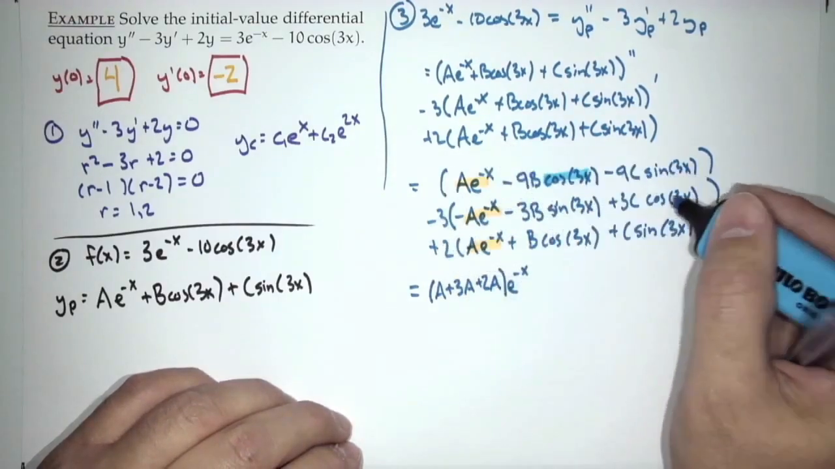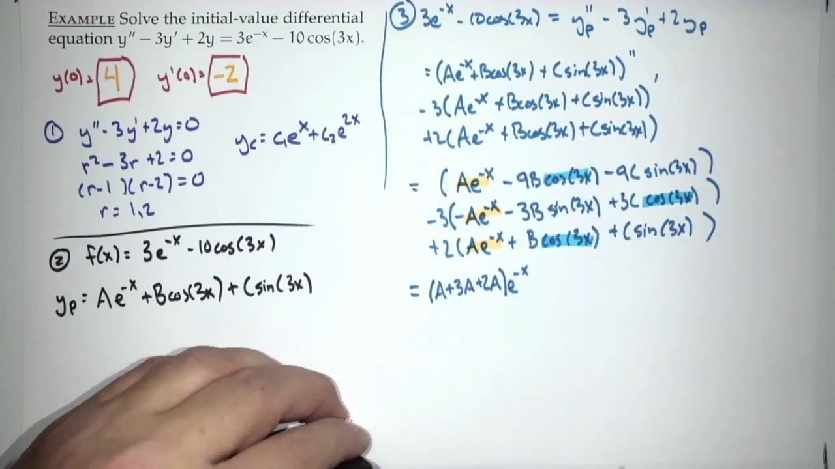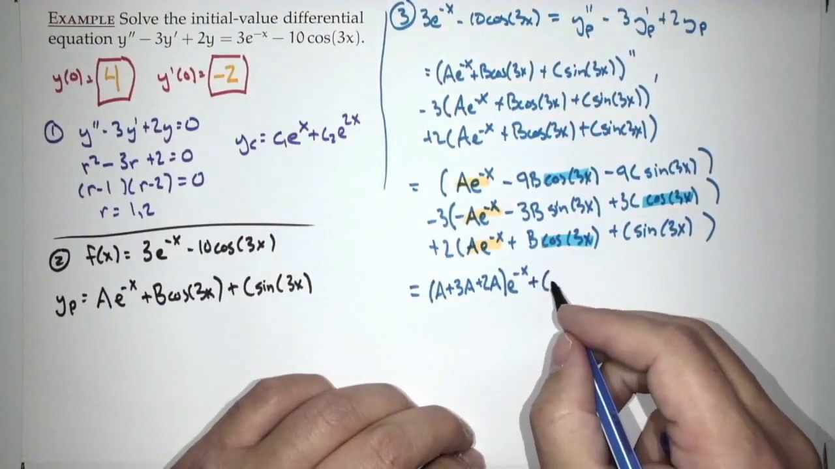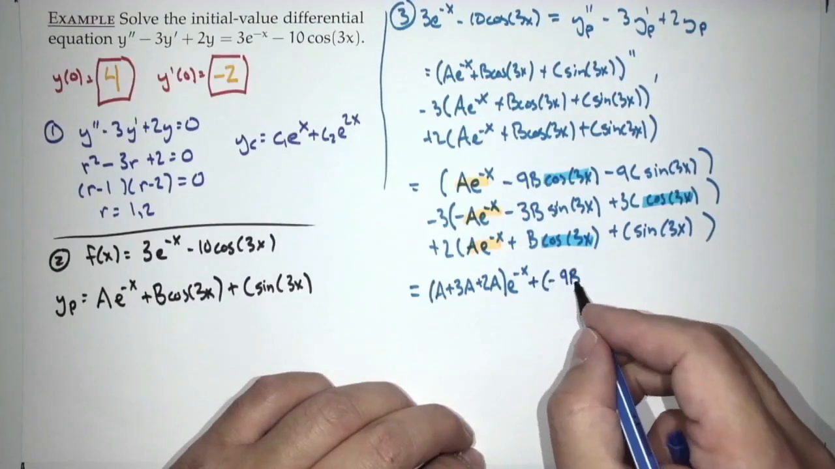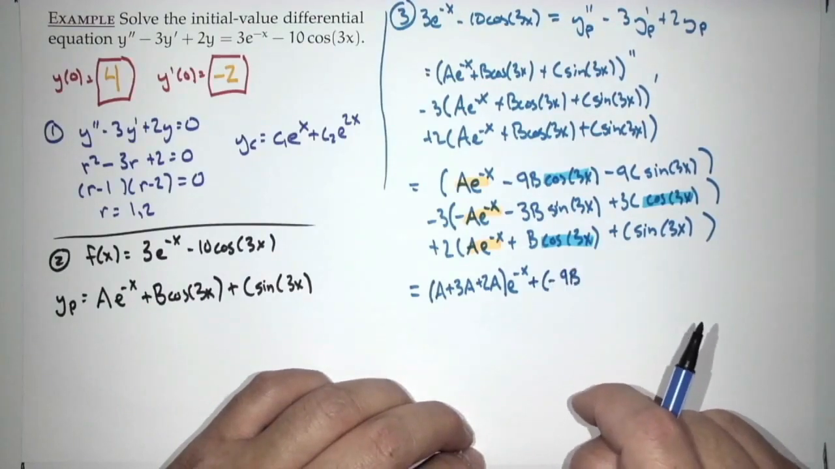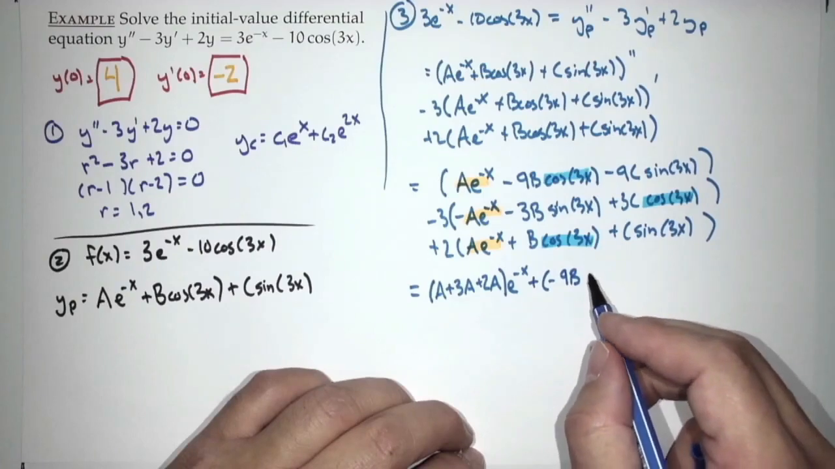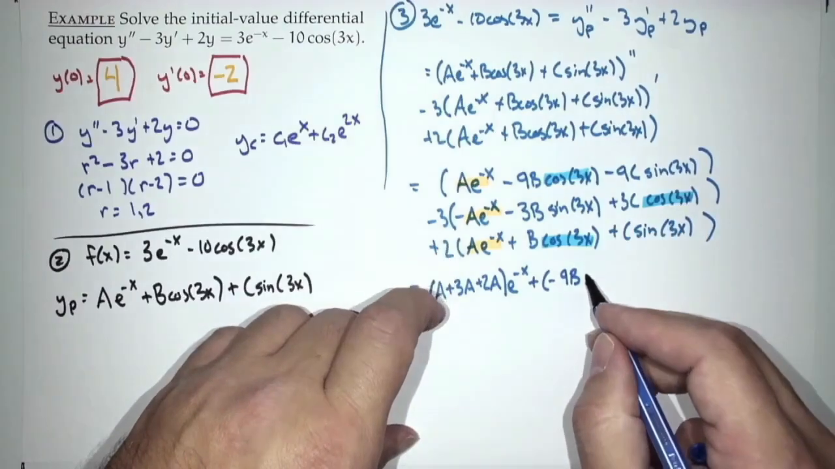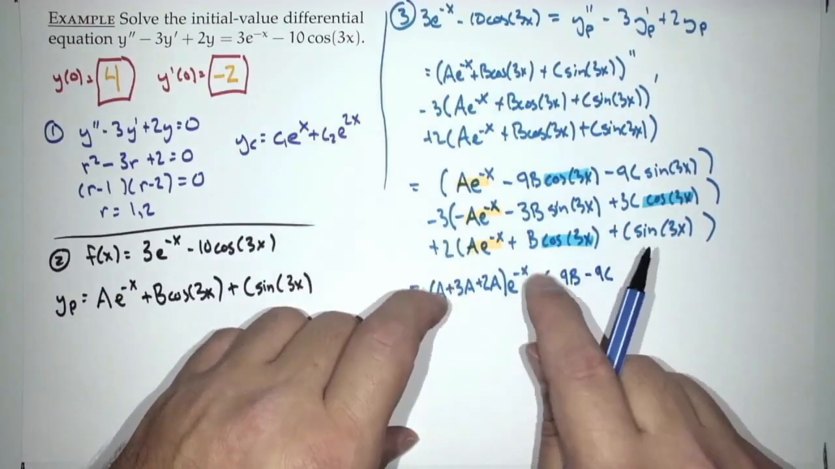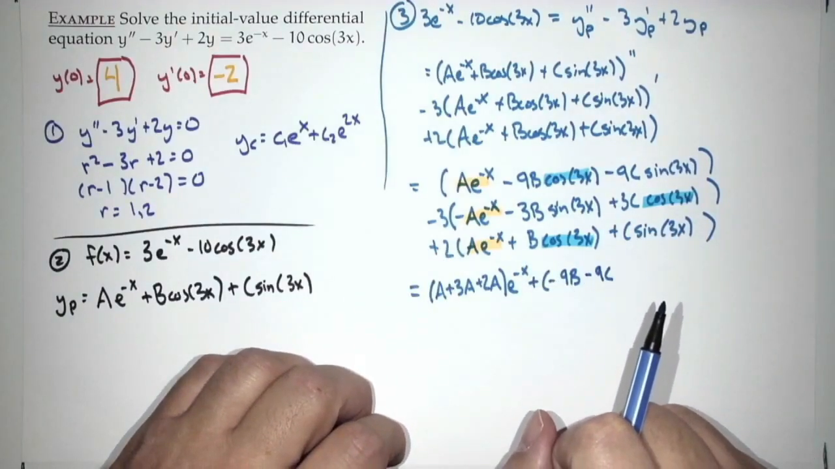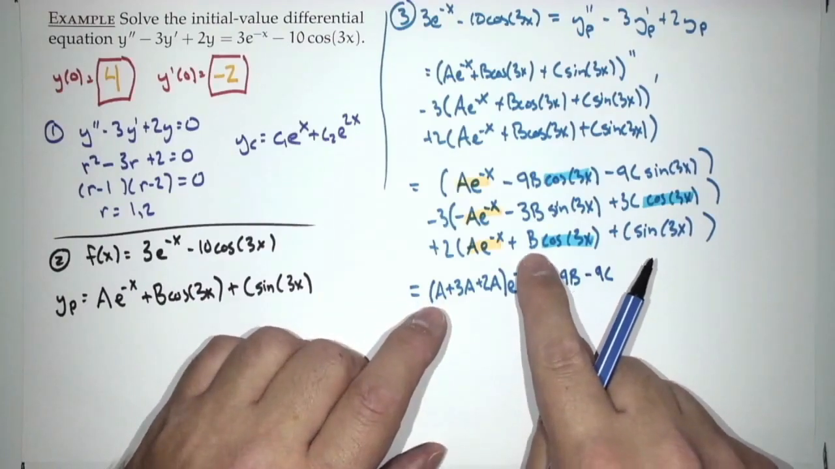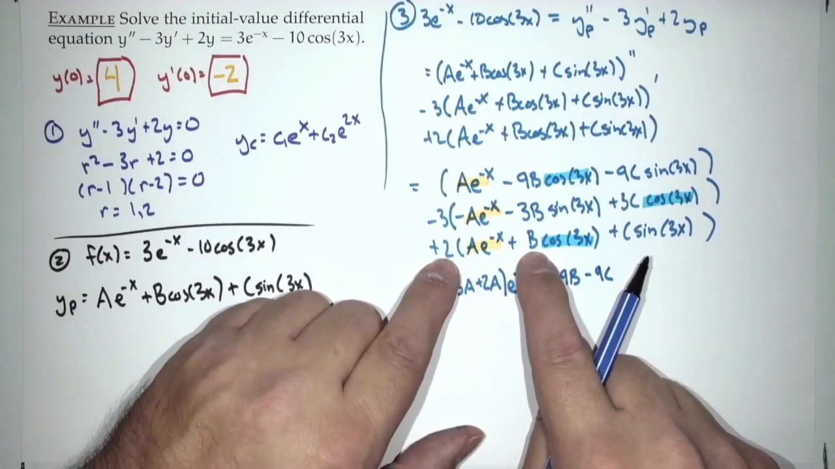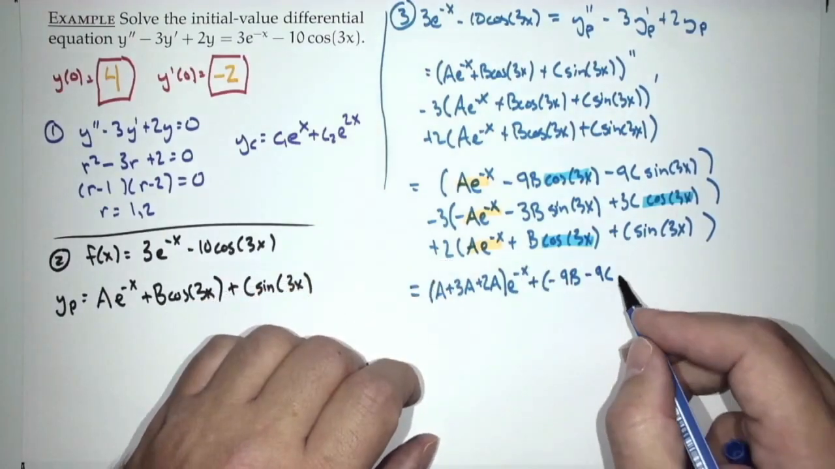How about the cosines? So we have cosine 3x's. So how many do we have from the first piece? Minus 9b. From the second piece? Minus 9c. From the last piece? Plus b? 2b? Or is it not 2b? No, it's 2b. It's 2b.